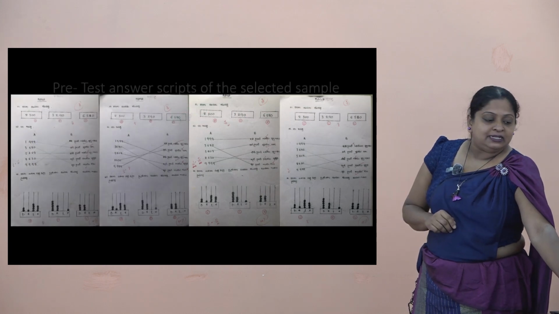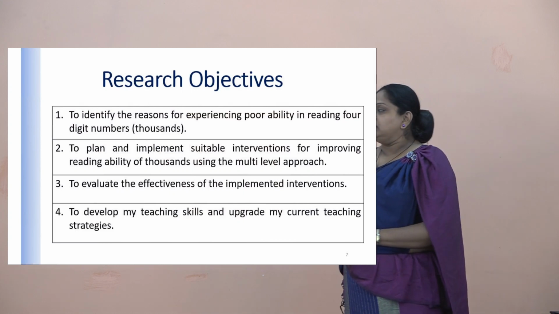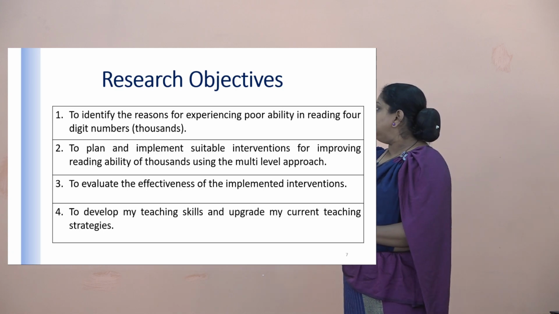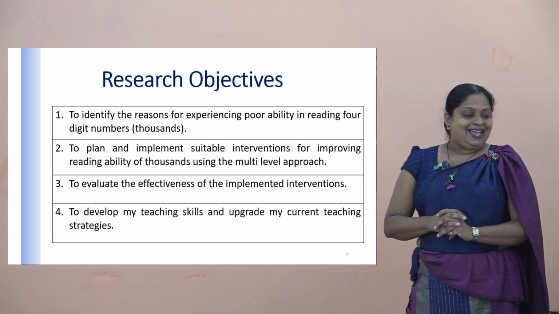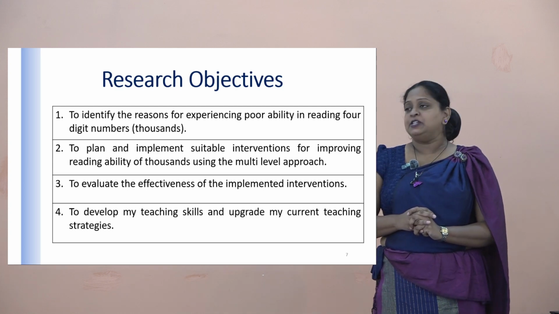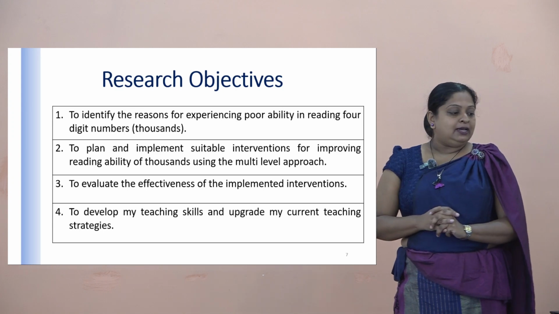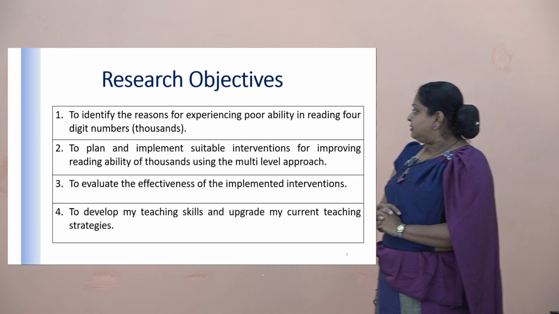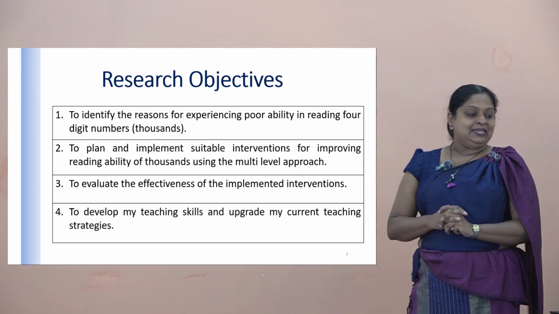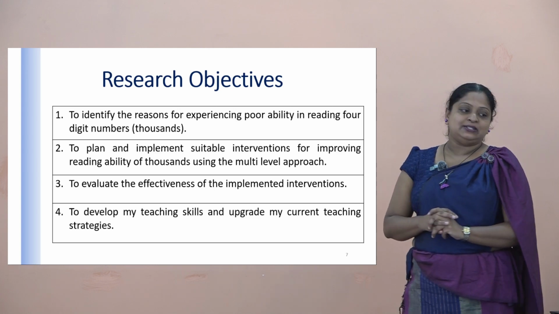Depending on this assessment, I developed my research objectives. There are 4 objectives in my research. So the first one was to identify the reasons for experiencing poor ability in reading 4-digit numbers. The second one was to plan and implement suitable interventions for improving reading ability of thousands using the multi-level approach. The third one was to evaluate the effectiveness of the implemented interventions. And the fourth one was for me to develop my teaching skills and upgrade my current teaching strategies.